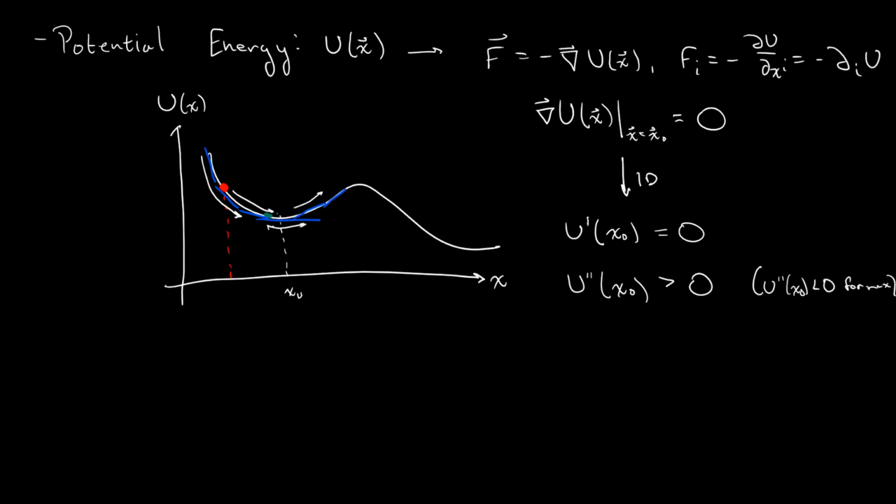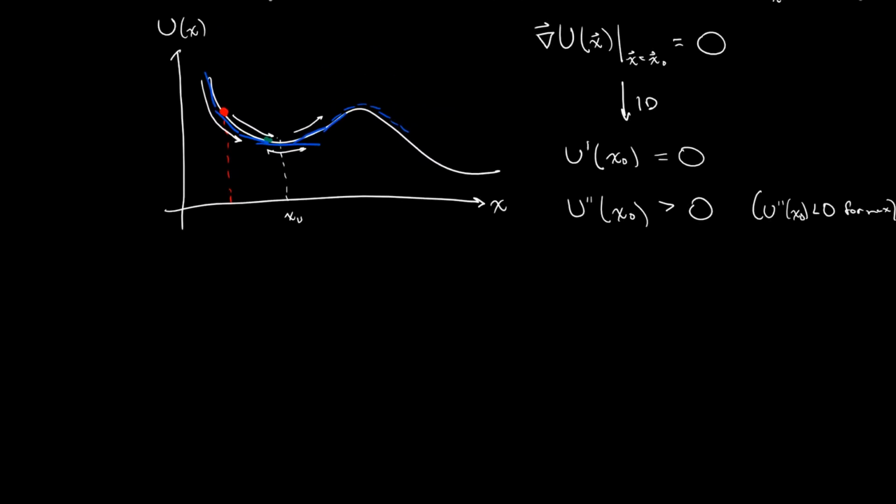And you can see that here. As I'm approaching this maximum, the slope gets more and more negative. But we're concerned about a minimum. Okay. So what's the point of all this?